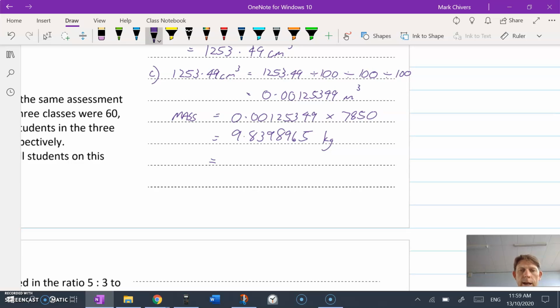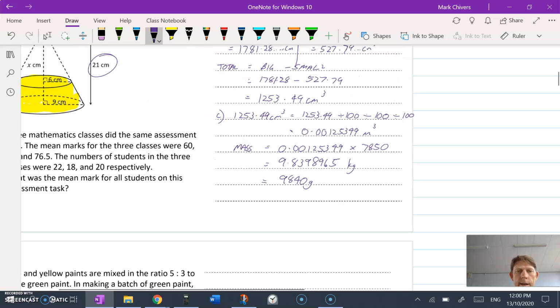So we just have to convert that from kilograms to grams. Obviously in this case we just have to multiply by 1,000, so it's 9,840 grams because it's said to the nearest gram. So if we round up, 9,839.8 grams would round up to 9,840 grams. And that's everything for that one.